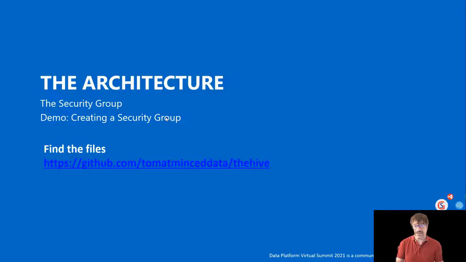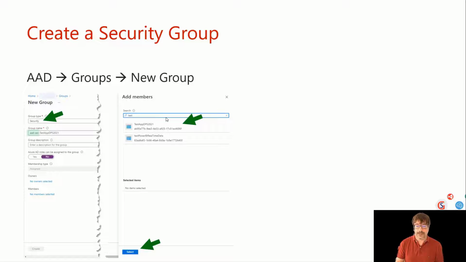So we just create the security group. This is the simple part. It's just here in the Azure Active Directory, groups, new group, create one, add a member to this group, and this one has to be the application name that you just created or the Azure administrator created for you.